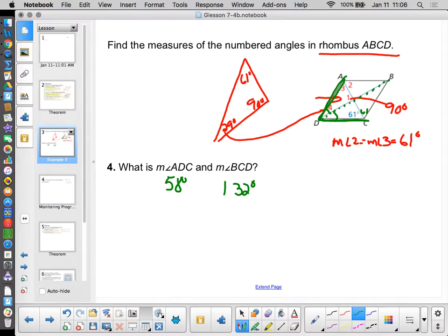If this is a rectangle or just a plain old parallelogram, the only thing we know for plain old parallelograms is that the diagonals bisect each other. We don't know if they're perpendicular or not. We don't know if they bisect angles, but they do bisect each other. In other words, they have the same midpoint. So keep that in mind. We have to know that it's a rhombus in order to make all these fancy conclusions.